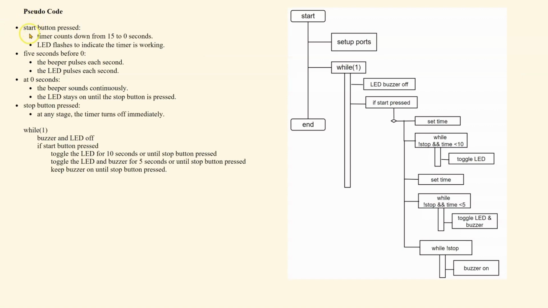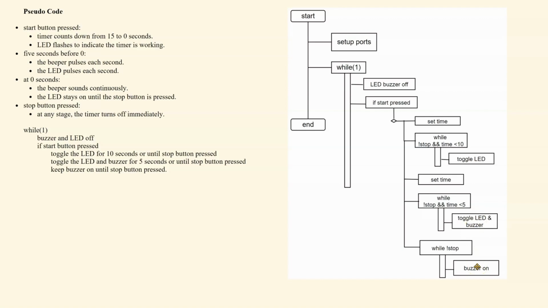You can see my pseudocode written here. This helps me do the coding here, which helps me make the structure diagram. While 1, if start pressed, we are in while loops. If the stop button is pressed, we will exit the while loop. Otherwise, we will simply count down, toggle the LED for 10 seconds, LED and buzzer for 5 seconds, and buzzer on until the stop button is pressed.